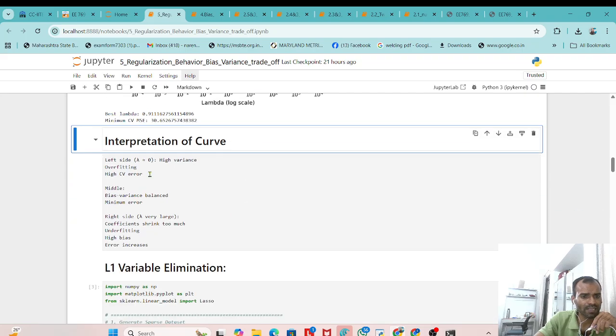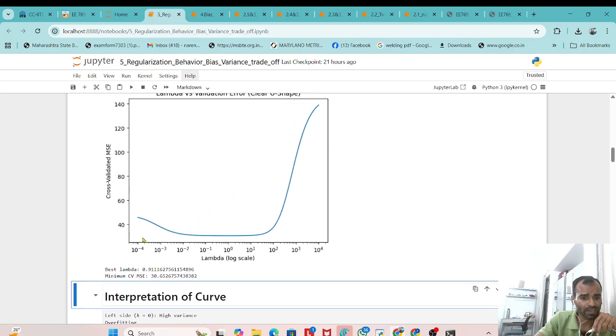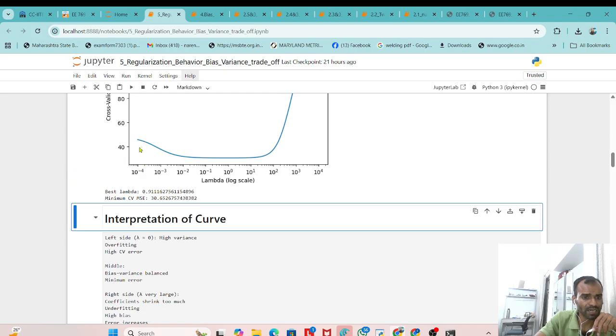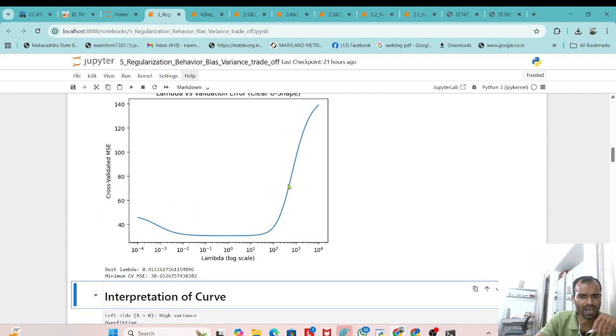So if lambda is equal to 0, then what will happen? The model is overfitting. It means you will experience high error, and here the variance is high. In the middle portion, the model is stable: bias-variance balance, and you will see minimum error. And in that other region you will see high bias and low variance.